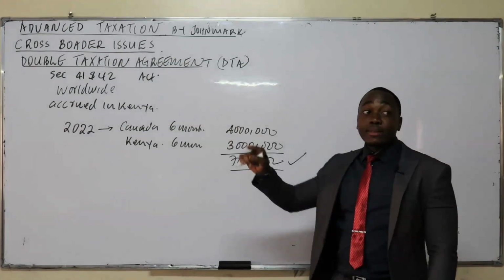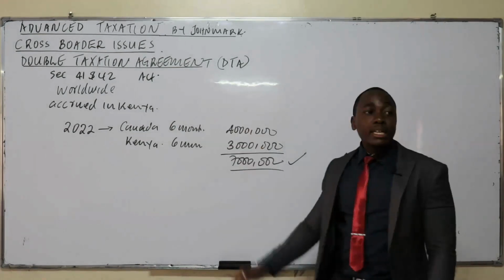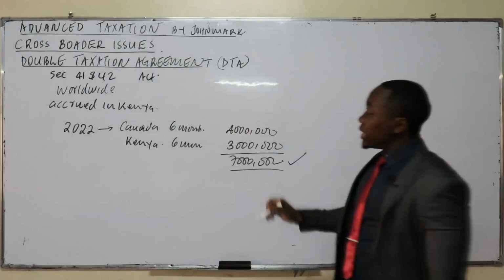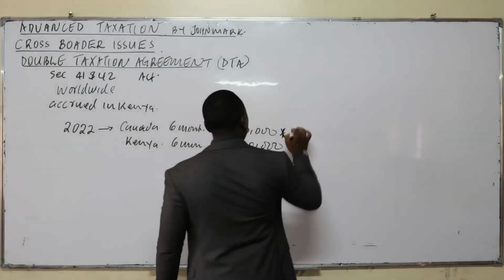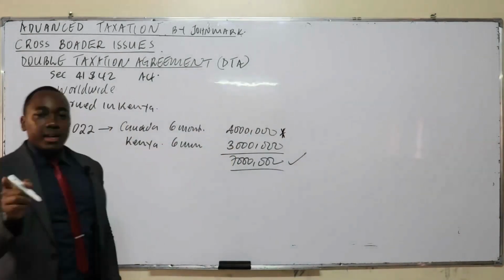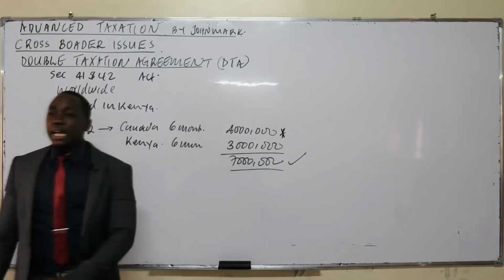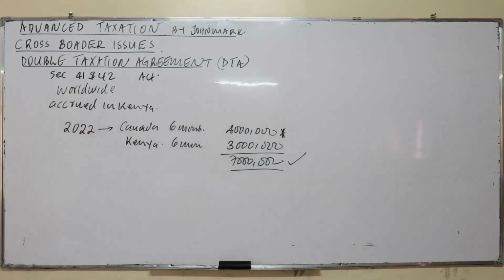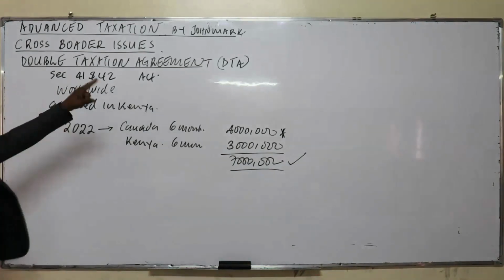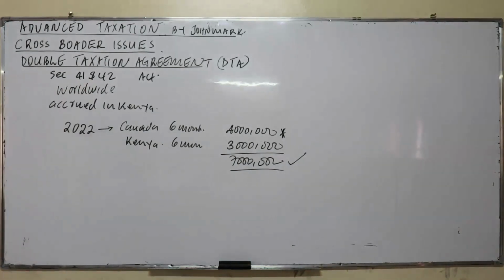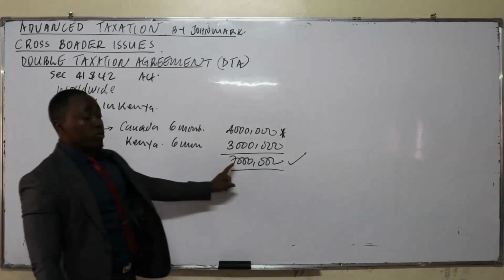But remember, the amount you earned in Canada, because you're residing in Canada, there are some taxes you are paying on employment income. So on this 4 million, you paid some taxes in Canada. Then in Kenya, if you assess the entire 7 million, you'll be paying tax twice on the same amount. To avoid this, that's why you have the double tax agreement, to avoid double taxation. As a Kenyan resident, the amount to be assessed will be 7 million.